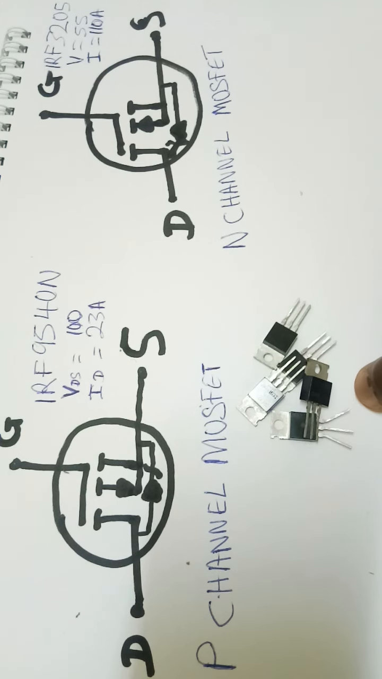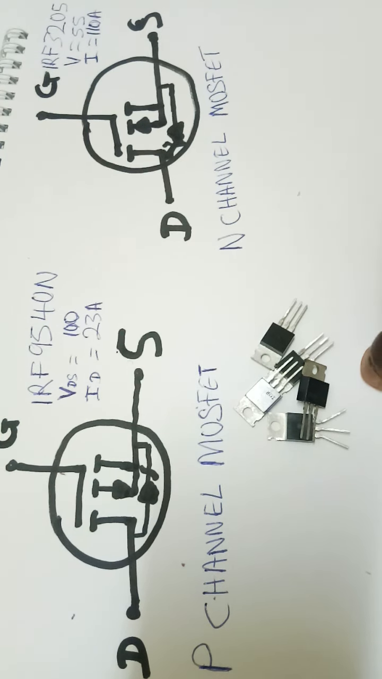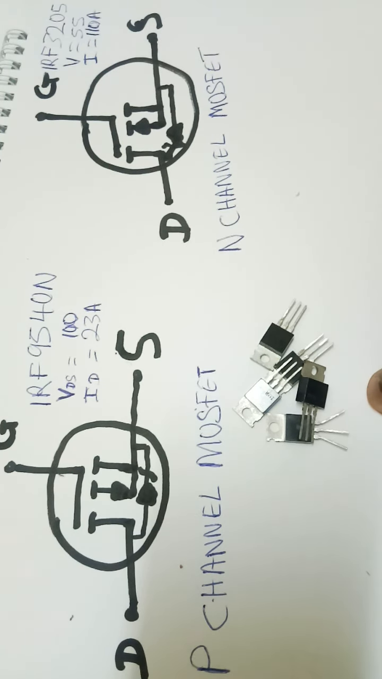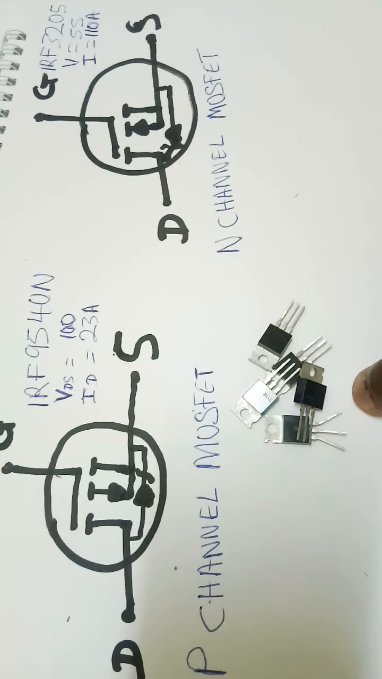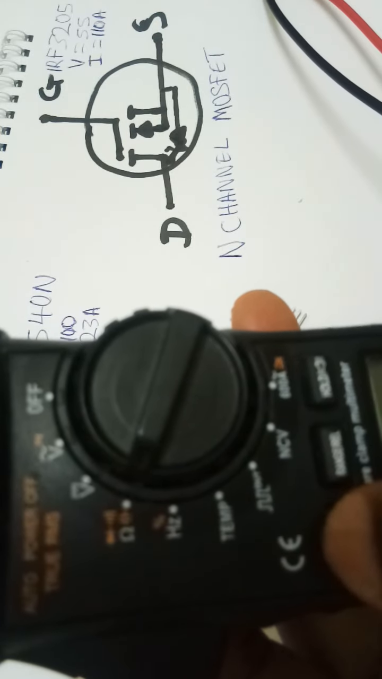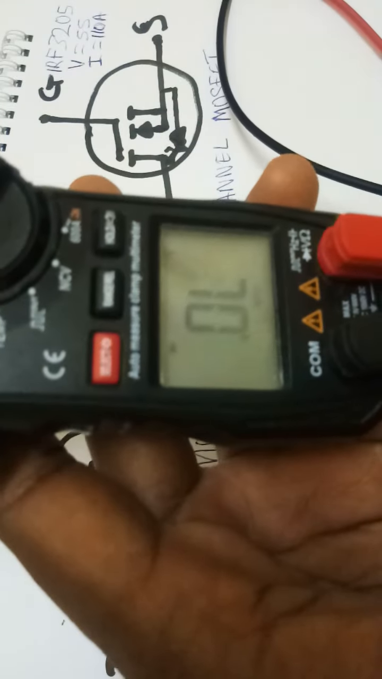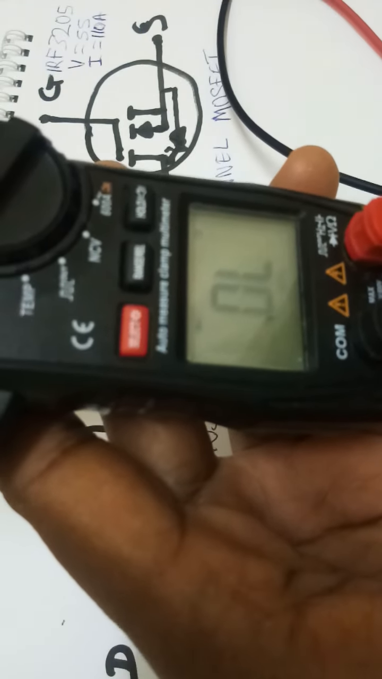So we are going to find out how to identify N channel and P channel, and how to know when a MOSFET is bad, how to identify a bad MOSFET. So quickly we grab a multimeter. This is my multimeter. I will set it to diode mode. As you can see, my multimeter is in diode mode.